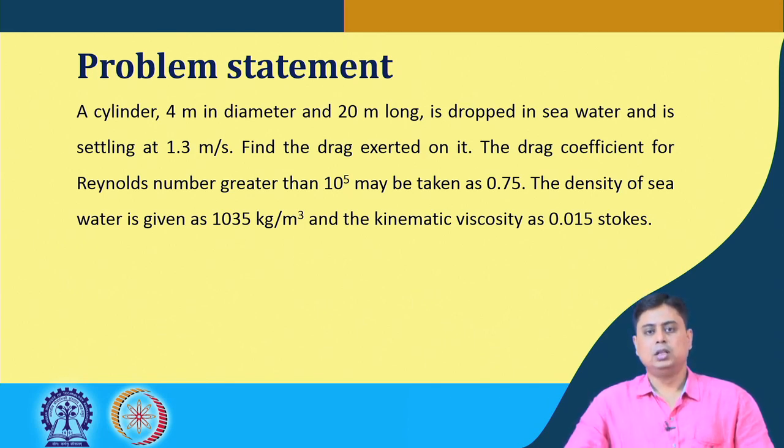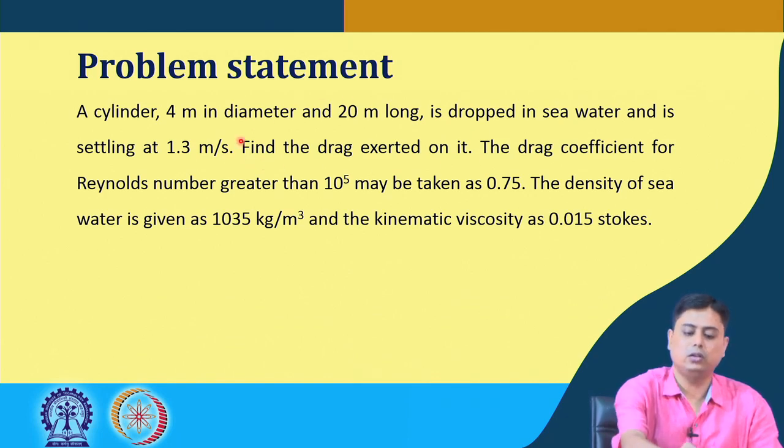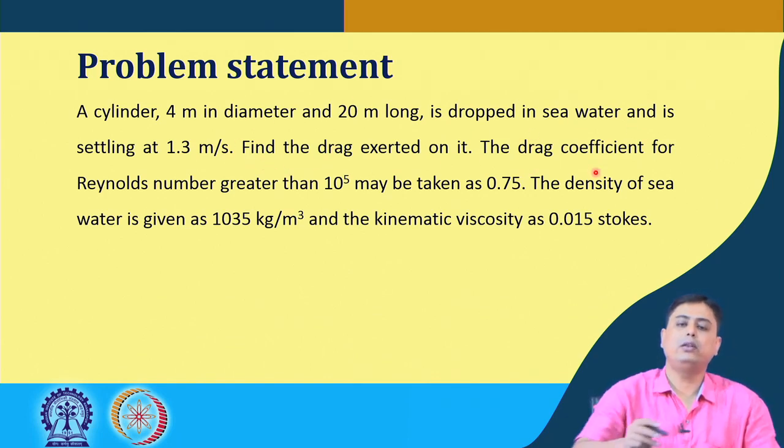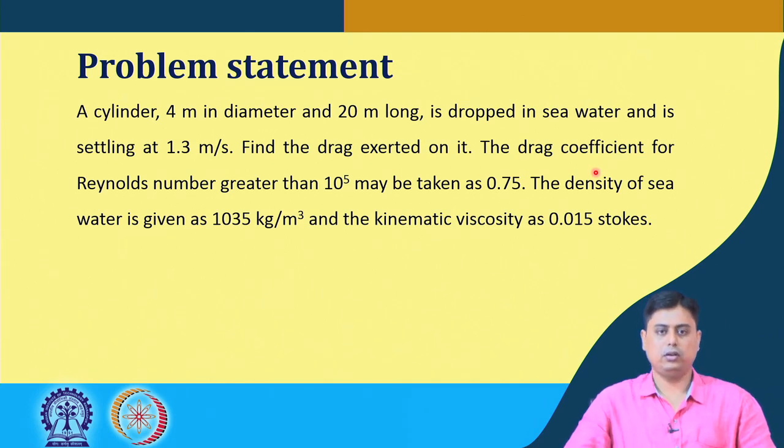Okay. Now, here the drag coefficient for Reynolds number greater than 10 to the power 5 is mentioned, that can be taken as a constant value, which is 0.75. The density of water is given as 1035 kg per meter cube, and kinematic viscosity is 0.015 Stokes. So, the question here is what is the drag exerted on it, where the drag coefficient value is given if the Reynolds number is more than 10 to the power 5. Okay. Such information is given.